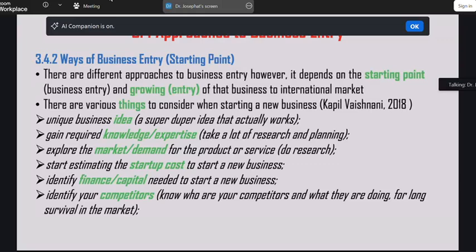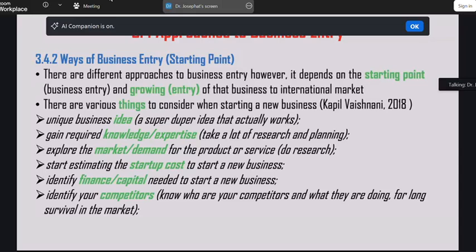kwamba mahitaji ya bidhaa yanakuwa kila uchwao, kila siku inavyokwenda. But we have some market as also the needs and the demand of the product is declining. So you need to explore the market, to understand the market, the competitiveness and the nature of the market, as well as the demand for product and service in the market. This also can be done through research.